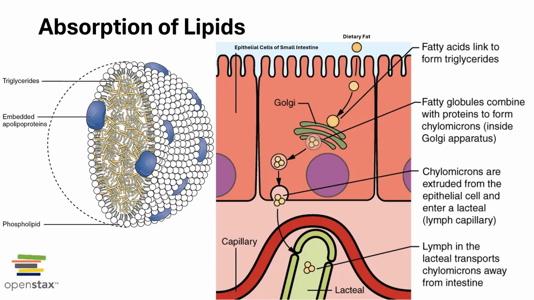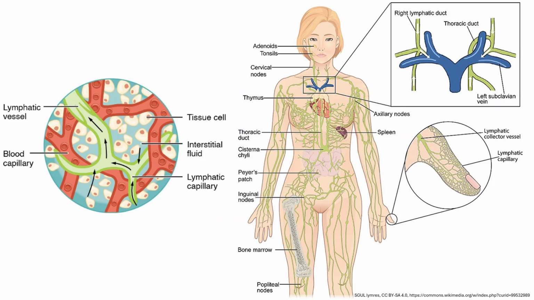The third function is the absorption of dietary fats. In the small intestine, specialized lymphatic vessels called lacteals absorb lipids. These fats enter the lymphatic system before eventually reaching the bloodstream. Next, let's follow the path of lymph through the body.